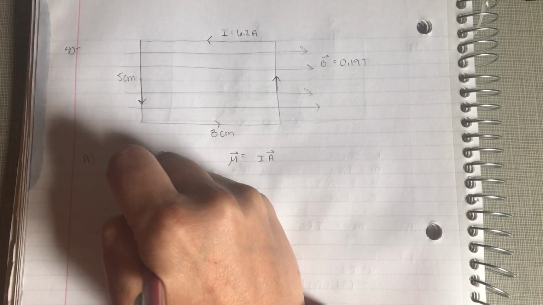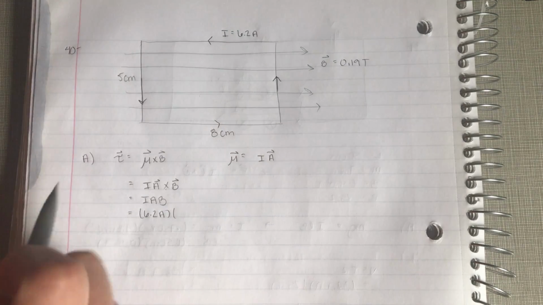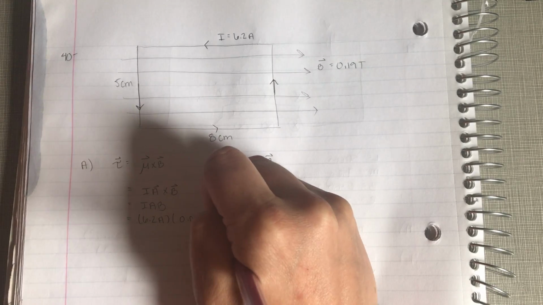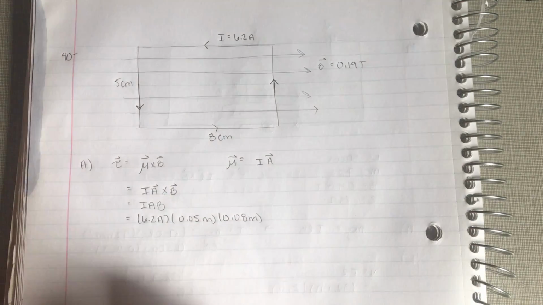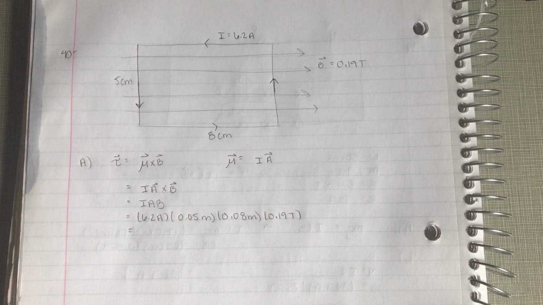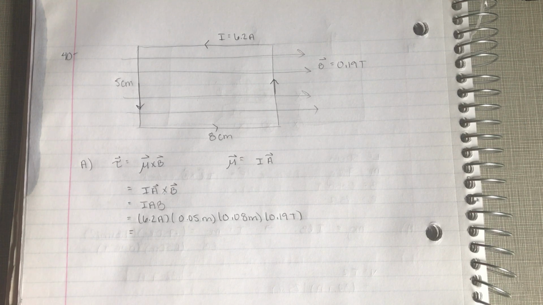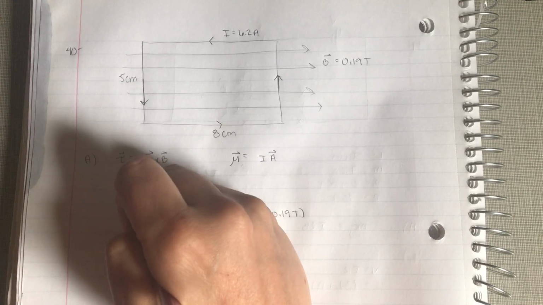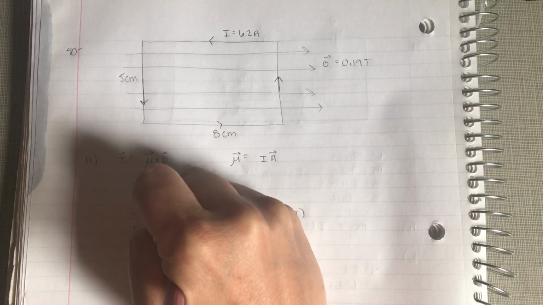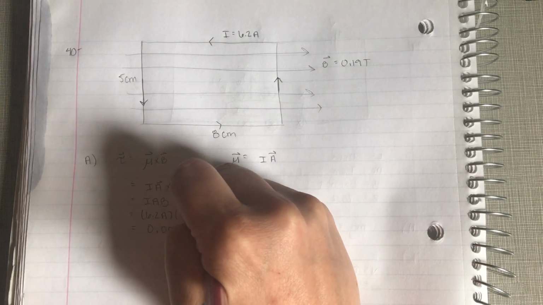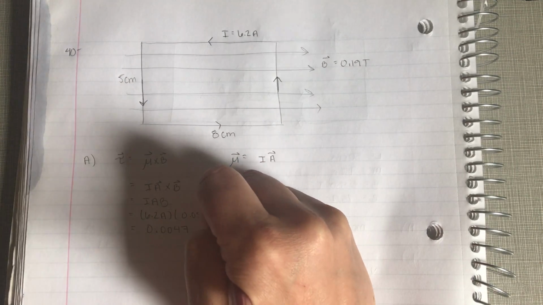So here our current is 6.2 amps. Our area is a rectangle, so length times width: 0.05 meters times 0.08 meters. And B is 0.19 Tesla. So our torque, 6.2 times 0.05 times 0.08 times 0.19 gives us 0.0047. And the units of torque are newtons times meters.